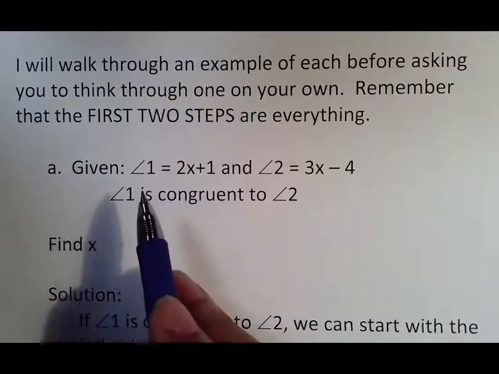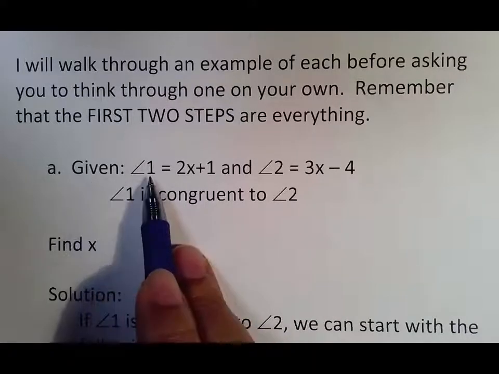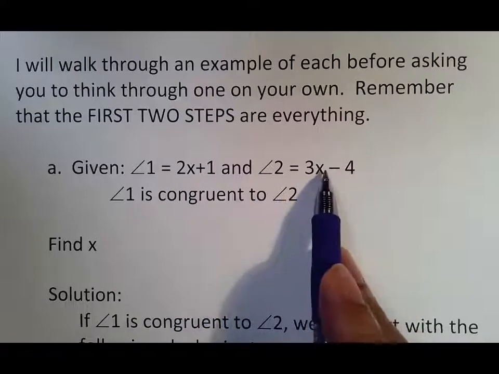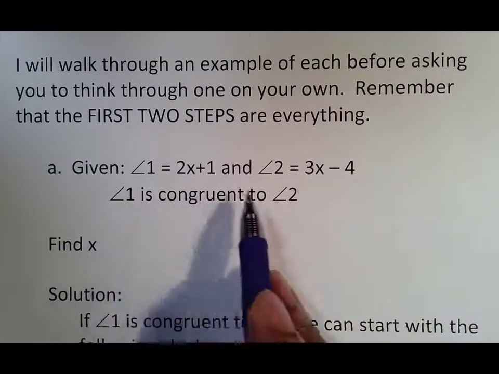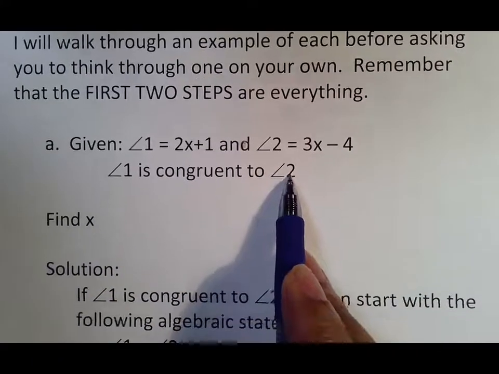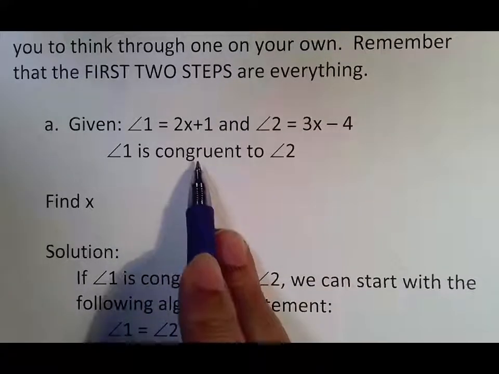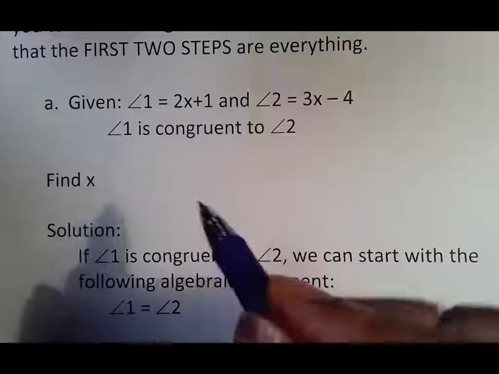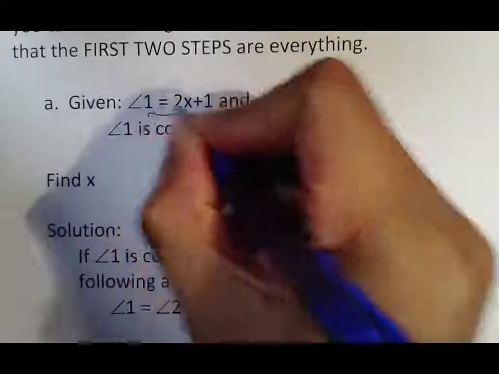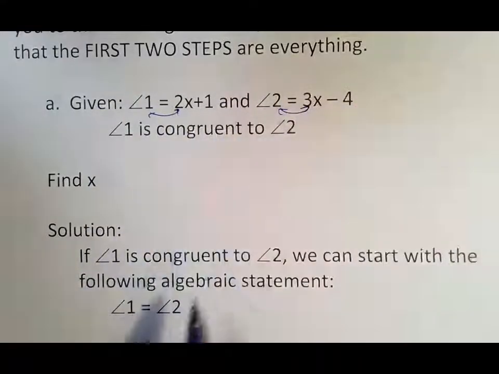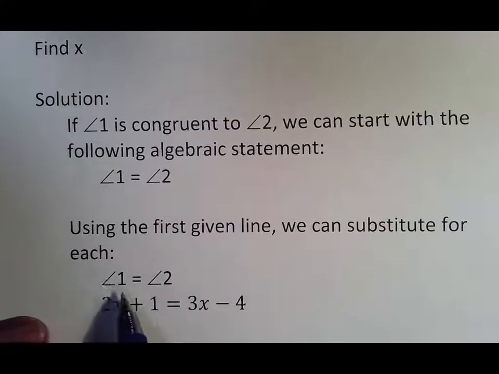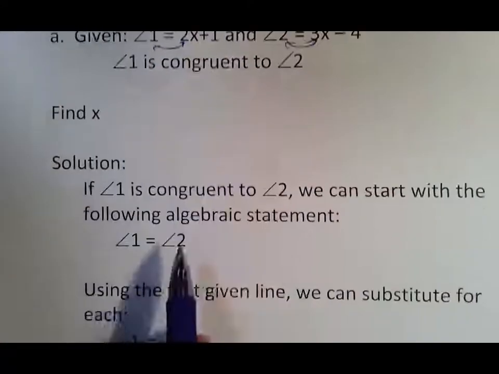So this one's going to talk through it. If I'm given that angle 1 is 2x plus 1, which is its measure, and angle 2 is 3x minus 4, which is its measure, and I'm given that angle 1 is congruent to angle 2, because of that statement, we know that angle 1 is going to be equal to angle 2. The second thing we've learned is this equal sign allows us to now substitute. So now that we know that angle 1 is equal to angle 2, we can substitute angle 1 to be 2x plus 1, because that's what it says.